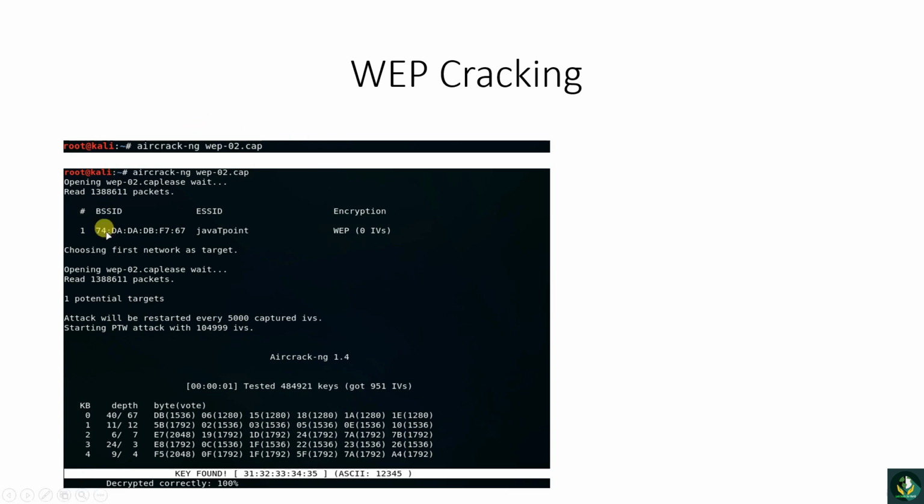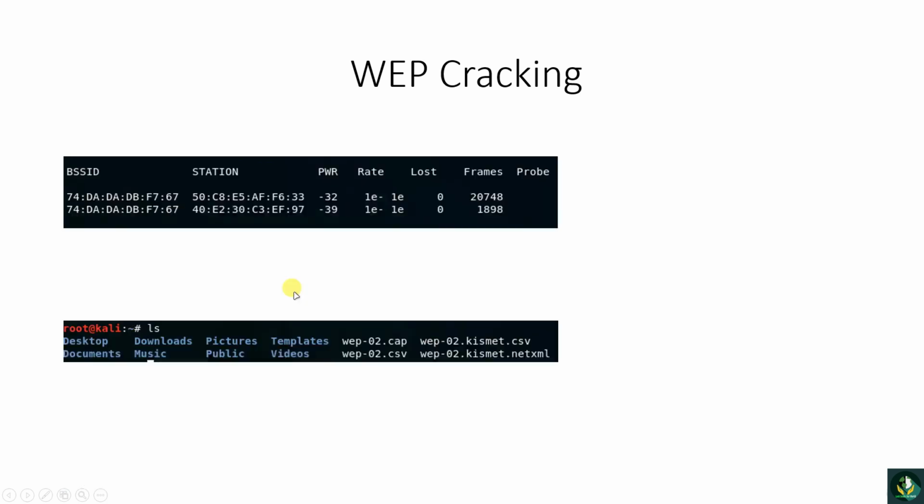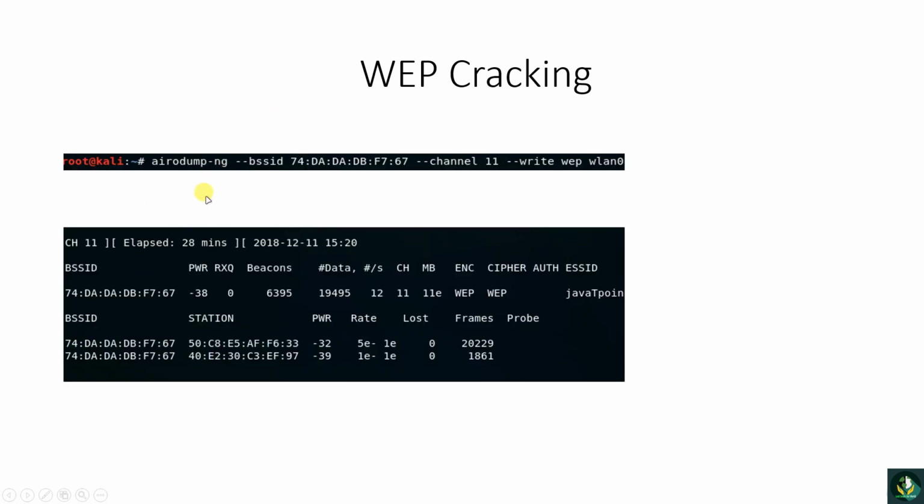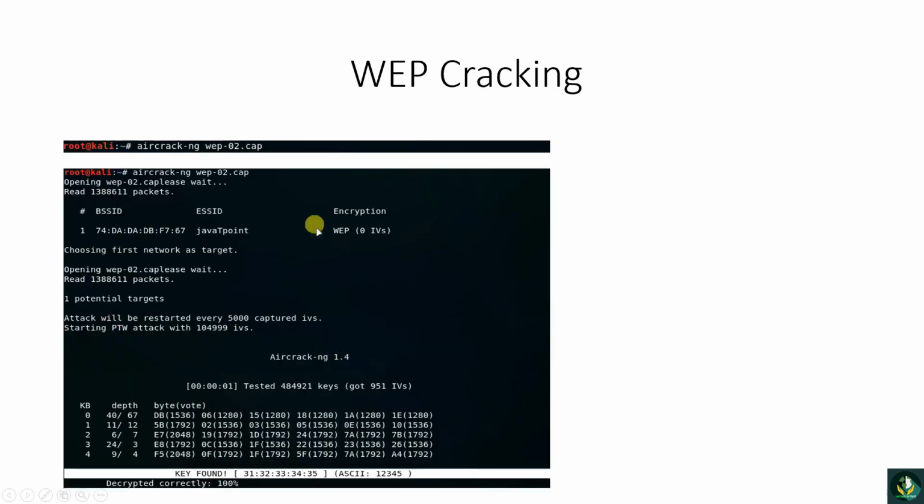Make sure you open it in a new terminal, because airodump must continue to track the traffic. Use the new terminal to run this command and press enter. When we use aircrack-ng, we put in the file name, which is wep-02.cap. If aircrack fails to determine the key, it waits until it reaches 5000 IVs and then tries again.